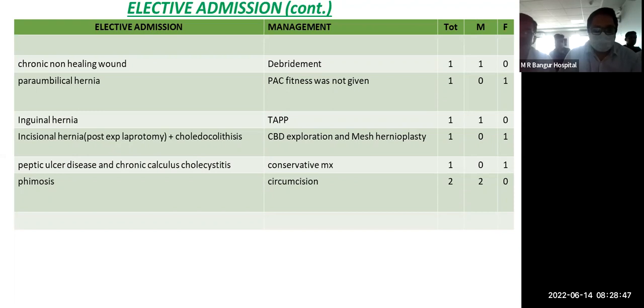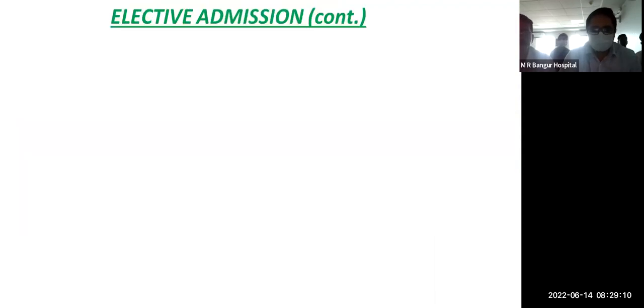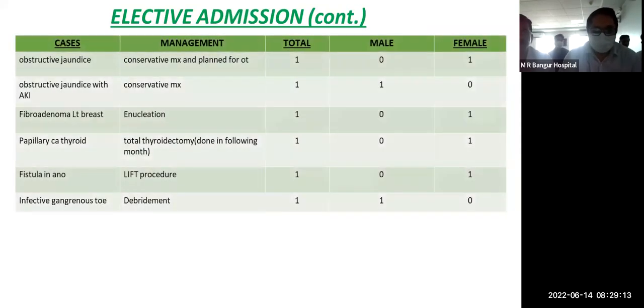Incisional hernia post exploratory laparotomy plus choledocholithiasis, a female patient who underwent CBD exploration and mesh hernioplasty. Peptic ulcer disease and chronic calculus cholecystitis, conservative management was given and PAC fitness was not given. We have 2 phimosis patients who underwent circumcision. One female patient with obstructive jaundice was given conservative management and planned for OT. Obstructive jaundice with acute kidney injury, conservative management was given.